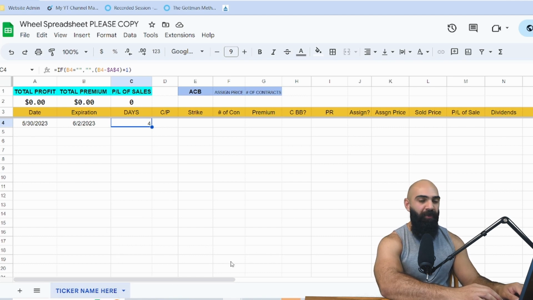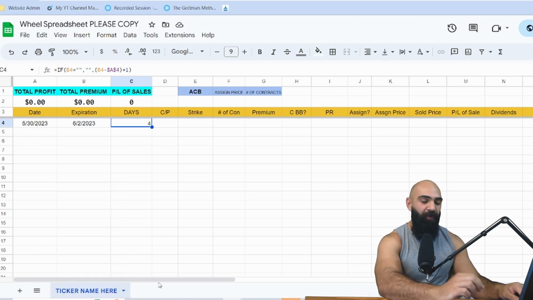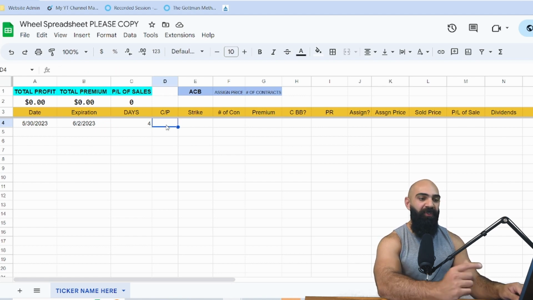And the way I like to organize the spreadsheets is each spreadsheet is an individual ticker. So you can see at the bottom, this is where you put the ticker name, and then you can always duplicate for each stock you're wheeling with. So each stock will have a separate spreadsheet, and it makes sense because this spreadsheet will account for your average cost basis. So you don't want to mix that up with other stocks. So we have the date, the expiration of the days, and then this is where you're going to do if you sold a call or put.